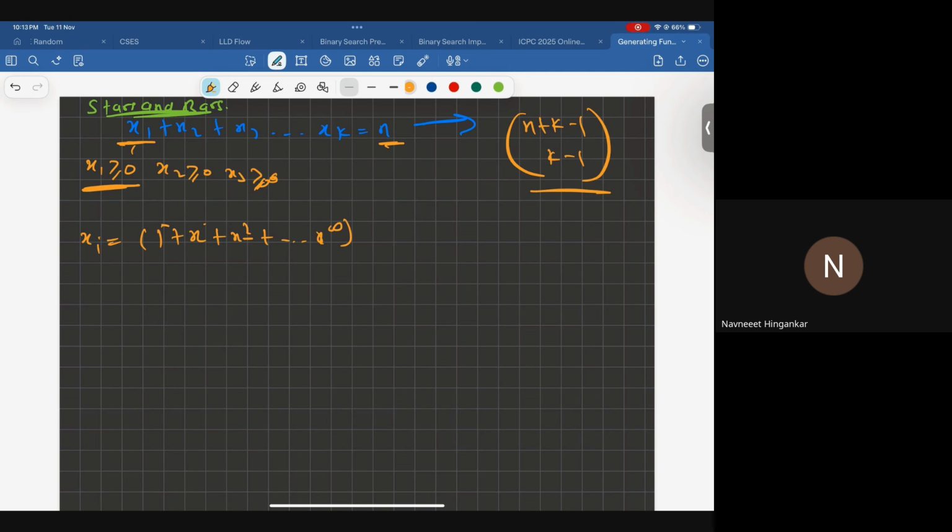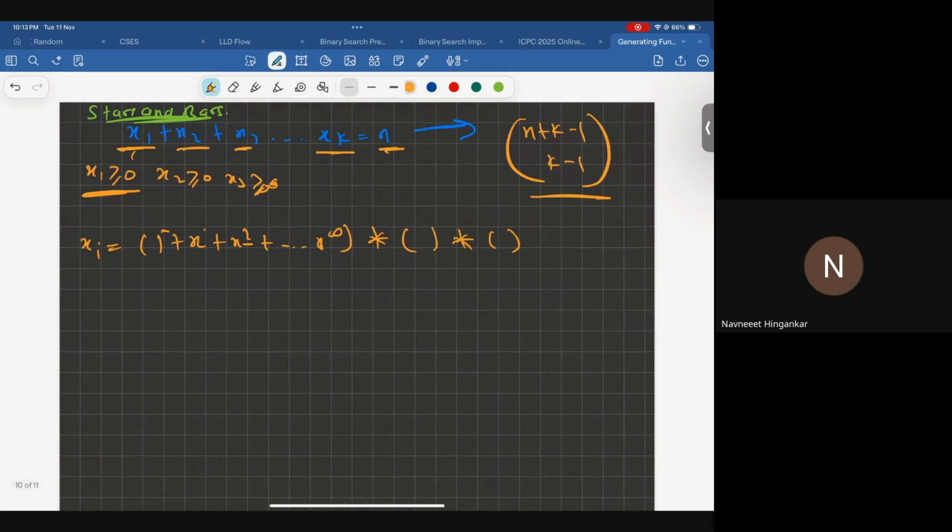So this is the state for xi, right? What I will try to do is, because I need all the solutions together, I will multiply this exact same equation up to k times. So all I will get is 1 upon (1 minus x) raised to the power k. And you can remember this formula. This you can always remember.